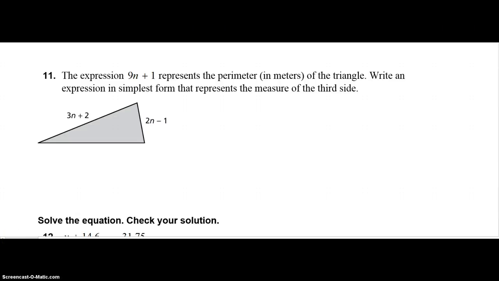This is the second part of our Chapter 3 review packet. So we're going to start on the second page here. And number 11 says the expression 9n plus 1 represents the perimeter in meters. So that's really important there to know that it's in meters. So we will have to label at the end of the triangle.